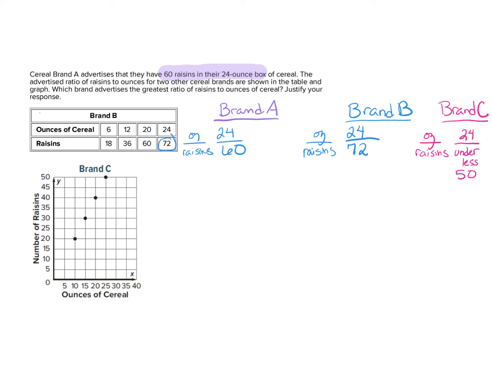Okay, so now I'm looking for the situation that indicates that when I have 24 ounces of cereal, I have the most raisins. And I have 24 ounces to 60 raisins, 24 ounces to 72 raisins, and then 24 ounces to under 50 raisins. So I can see that brand B gives me the most raisins when I have the same number of ounces of cereal. So for this one, the answer is brand. Should have written it in blue. I'll highlight it in blue. Brand B is the winner.